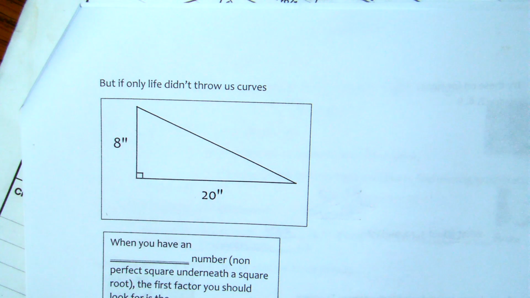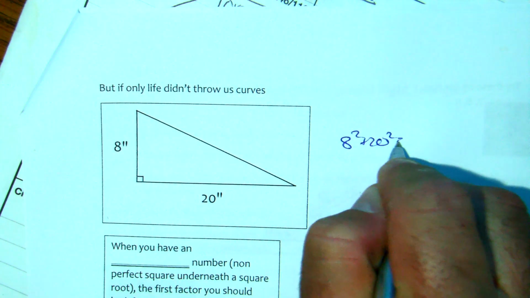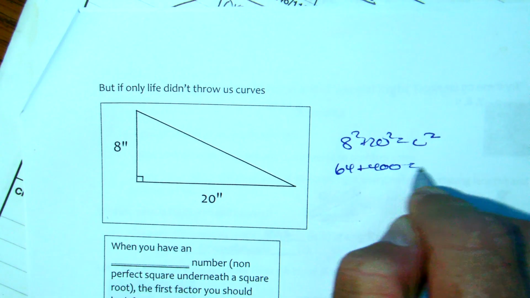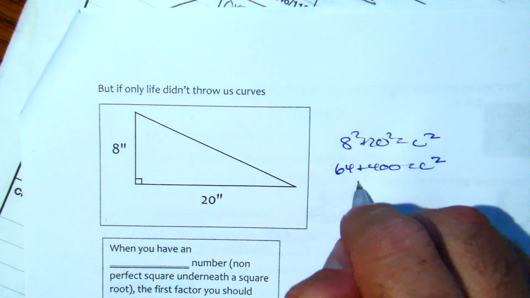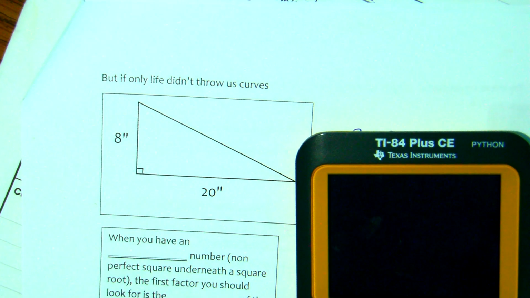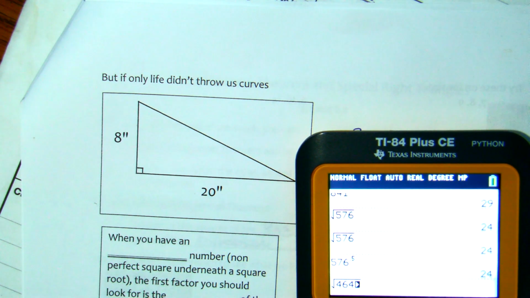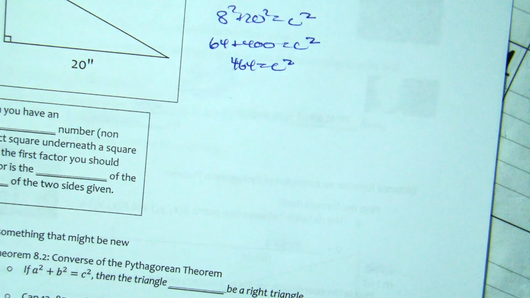So now we got one with 8 and 20. So 8 squared plus 20 squared equals C squared. 8 squared is 64. 20 squared is 400. 64 plus 400 equals C squared. 464 equals C squared. You go to your calculator, second squared, 464. It gives me a decimal, 21.54. We don't want to do that. We've moved past that in life.